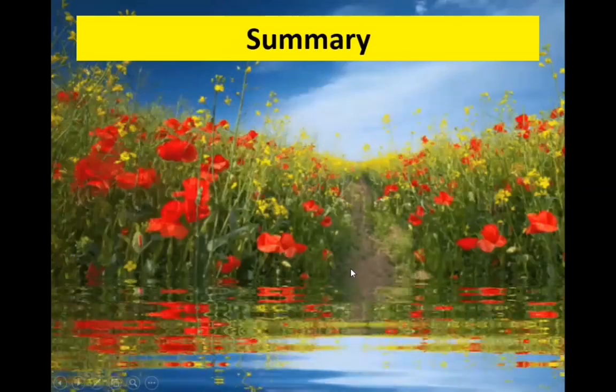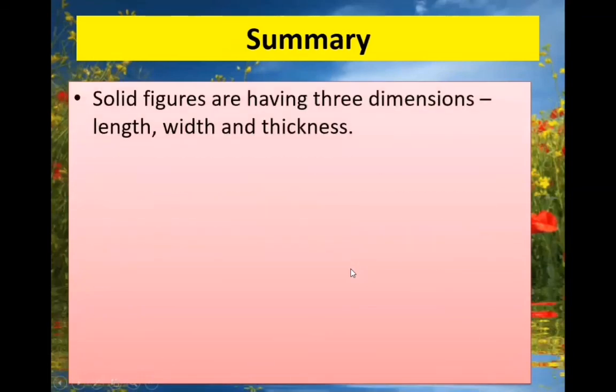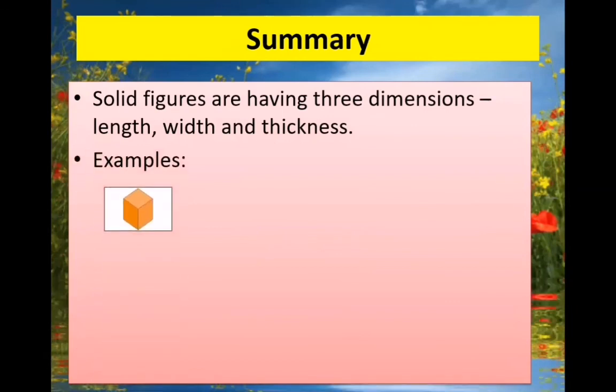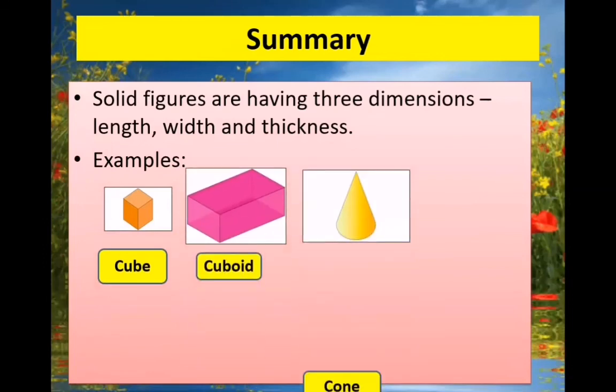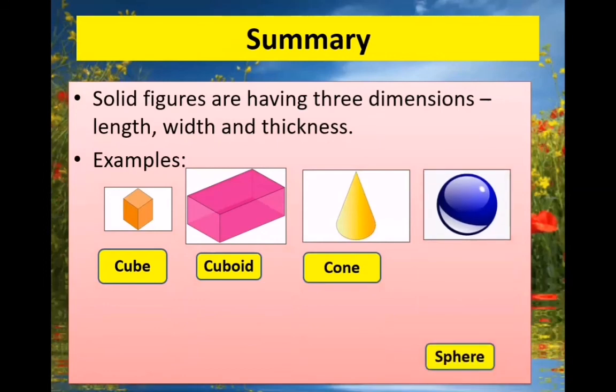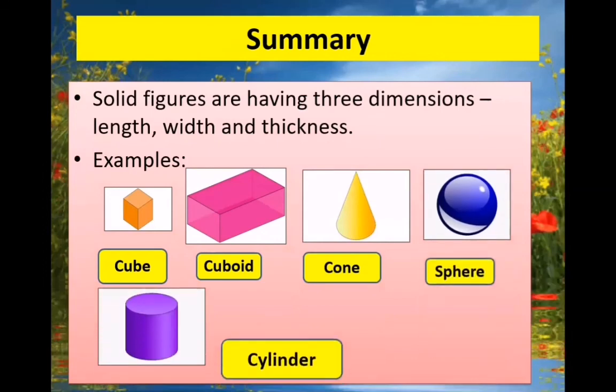So let's summarize today's lesson. Solid figures have 3 dimensions: length, width, and thickness. Examples: cube, cuboid, cone, sphere, cylinder.